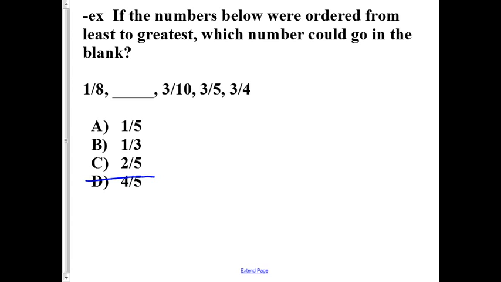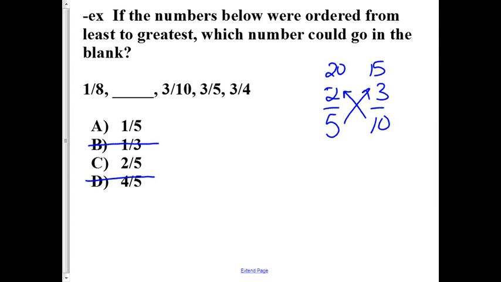Now I need to compare each of them to the 3/10. I have found that 1/5 is less than 3/10, so it could be the 1/5. If I compare 1/3 to 3/10, 1/3 is more than 3/10, so that can't be right. And then compare 2/5 to 3/10. 2/5 is, whoops, made a mistake. 10 times 2 is 20. So 2/5 is greater than 3/10, which means it can't be that one either. So our only possibility is 1/5.